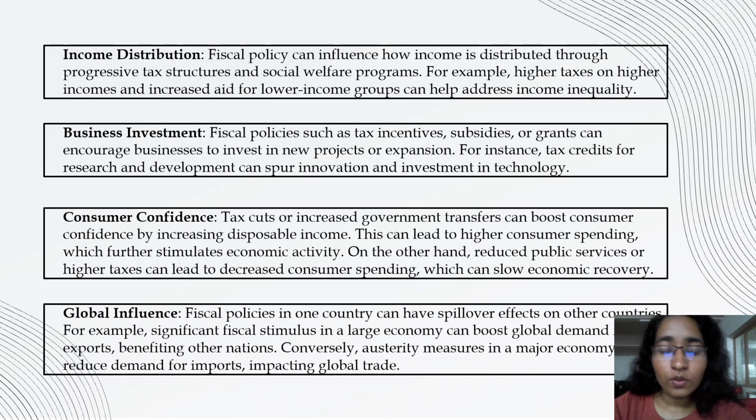Last, we have global influence. What happens in one country can affect others. For example, if a large country like the US spends a lot of money, it can lead to more demand for goods from other countries, benefiting their economies. On the other hand, if a major economy cuts spending, it can reduce demand for imports from other countries, which can impact their trade and economies.